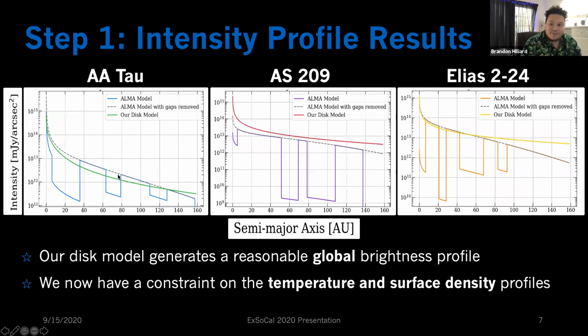So this allows us to make determinations for how the temperature and surface densities are behaving in those locations. So that provides us with more ways to calculate the unknown variables from our disks.